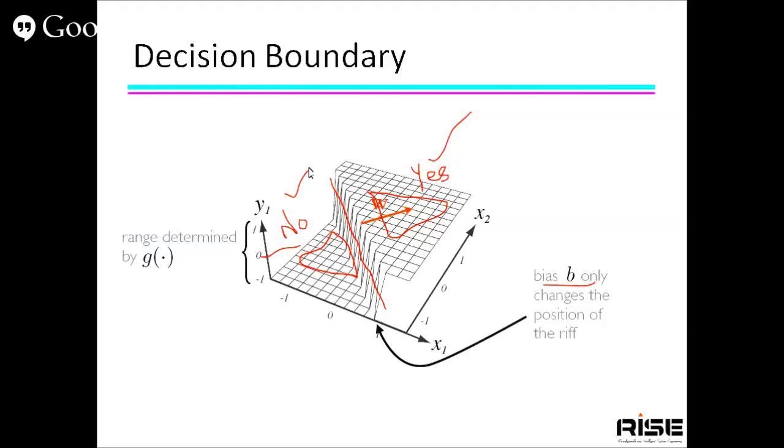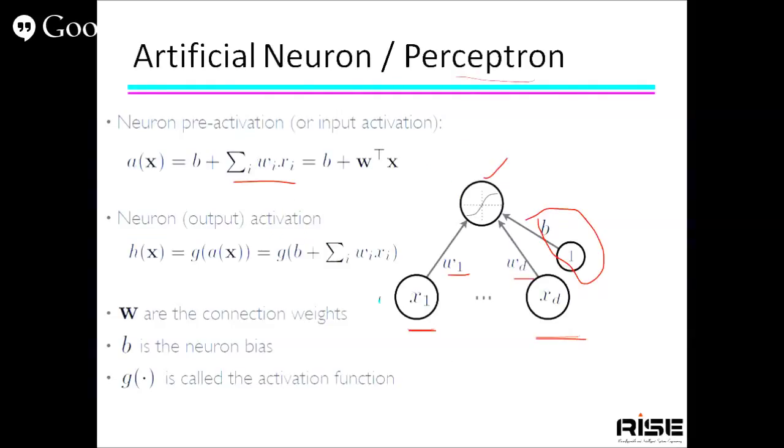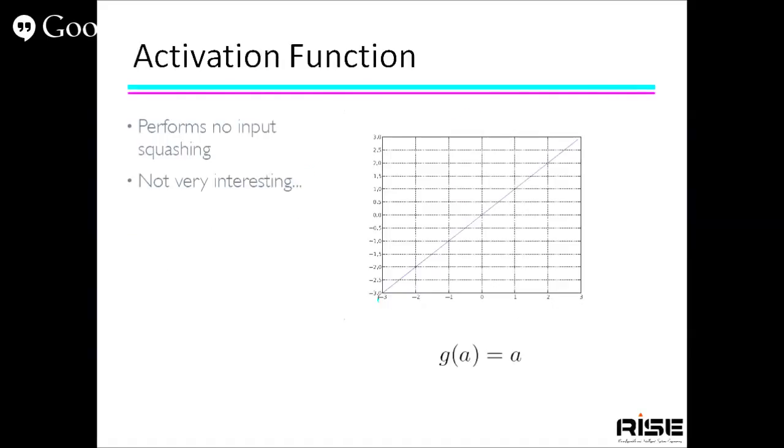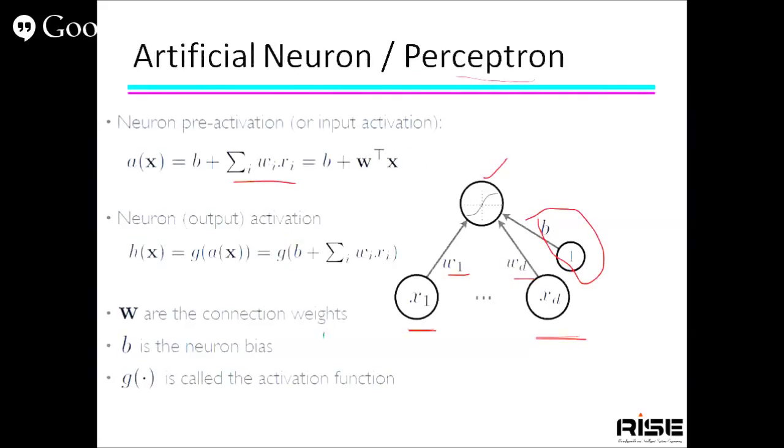If you think about it, this decision boundary is linear. Why is it linear? It's because of this activation function. You have a bias, and that bias determines the point at which you cut the decision boundary. We'll talk more about the activation function. We'll see several activation functions which can be used to fill this place.